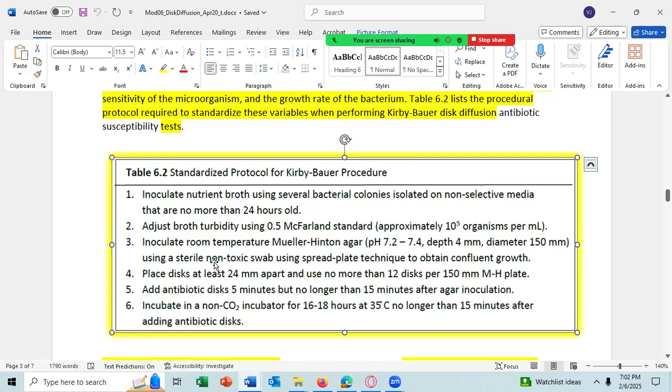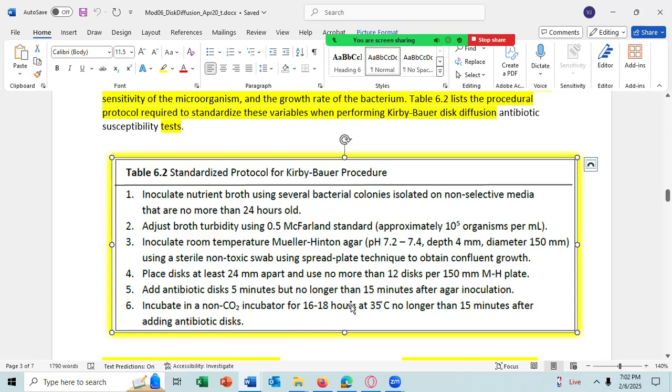You always use a sterile, non-toxic swab to apply the bacteria, spreading the bacteria everywhere on the plate so it grows as a lawn of bacteria, getting confluent growth everywhere on the plate. You then place paper discs at least 24 millimeters apart, no more than 12 discs per plate, and inside the paper disc will be the antibiotic. You always add the antibiotic disc 5 minutes after you add the bacteria, but no longer than 15 minutes after you add the bacteria to the agar.